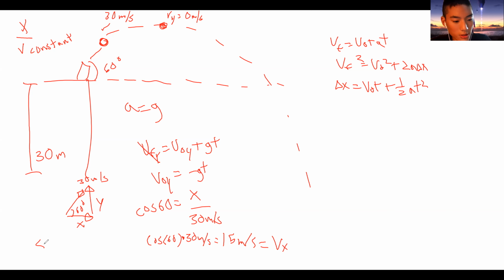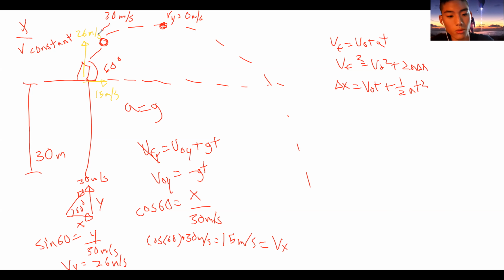That's sine 60 equals y over 30 meters per second. So we would just do sine 60 times 30 meters per second, and that Vy should give you 25.98. Let's just round it to 26 meters per second. So it's initially being launched in the x direction at 15 meters per second and a y velocity of 26.